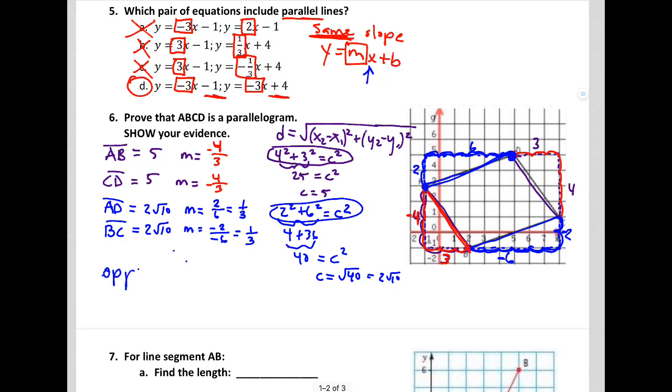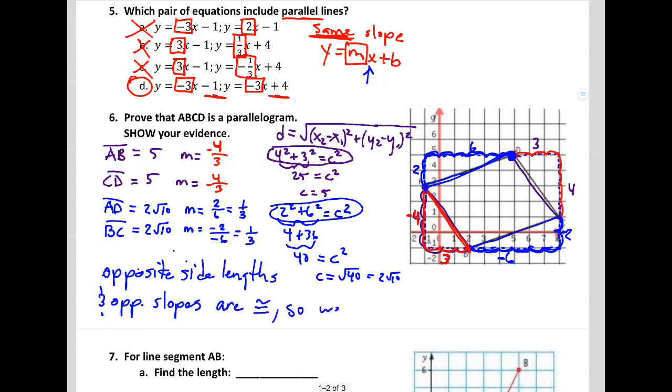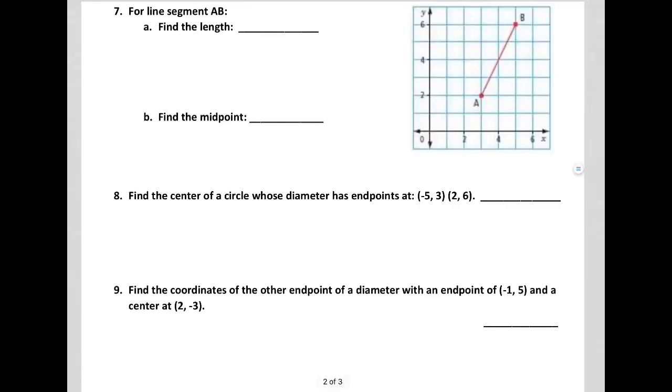So opposite side lengths and opposite slopes are congruent. So we have a parallelogram. Alright, so that's basically, we got to make sure we know if we're looking for a parallelogram, we have to have opposite sides the same and opposite slopes the same.